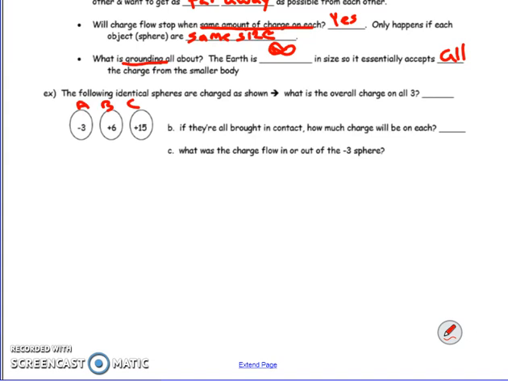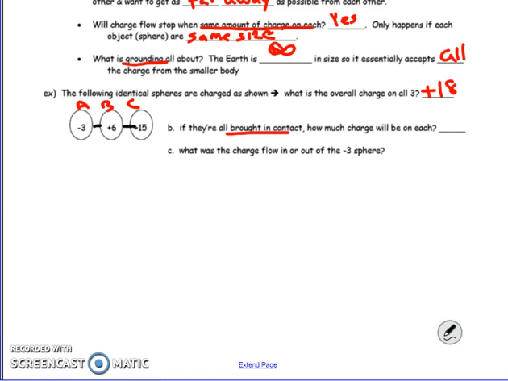Okay, so first question, what's the overall charge? Well, that's easy. Add them all up. So -3, 6, and 15 gives us +18. All right, so we have 18 units of charge distributed through 3 spheres that aren't touching. Now they're brought in contact. Okay, how much charge will be on each? So I'll just draw a little line here that would indicate contact.